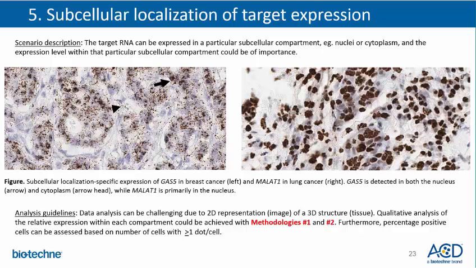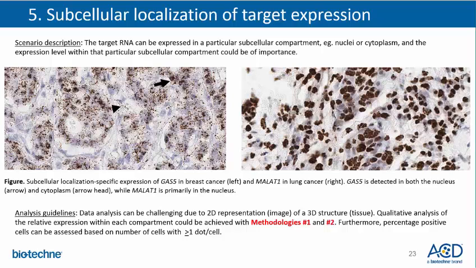The 2 long non-coding RNA examples shown here are GAS5 in breast cancer on the left and MALAT1 in lung cancer on the right. For GAS5 expression, dots are present throughout the cells in both the nucleus and the cytoplasm, as indicated by the arrow and the arrowhead. In contrast, MALAT1 expression in lung cancer is predominantly present in the nucleus.